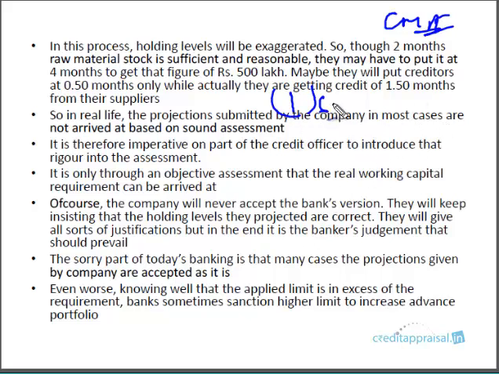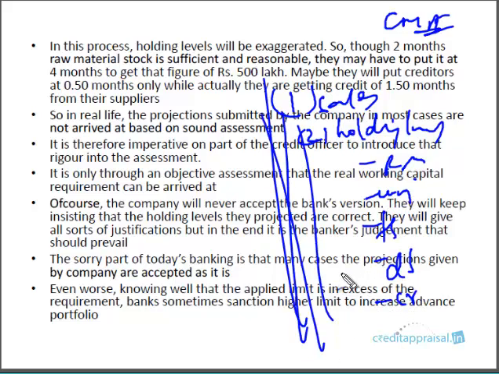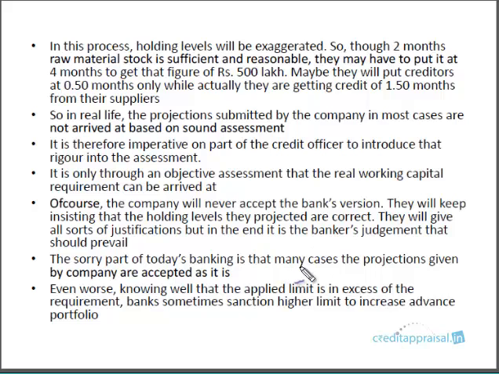You have to question each and every figure, primarily the sales projection and the holding levels. Under holding levels: raw material, work in progress, finished goods, debtors and creditors. Unless you do these two things, you are not going to do a proper appraisal, right? The sad part of today's banking is that the projections given by the company are accepted as they are. Rarely do bankers ask for revised projections. They take them as they are. This is not proper appraisal, right?